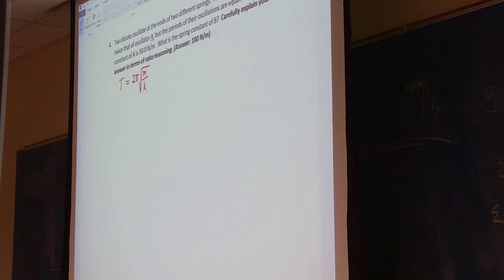What do we need to solve this thing for? Yeah, the spring constant. So I won't go through all the steps this time. The spring constant is just going to be equal to 4 pi squared times m divided by t squared.